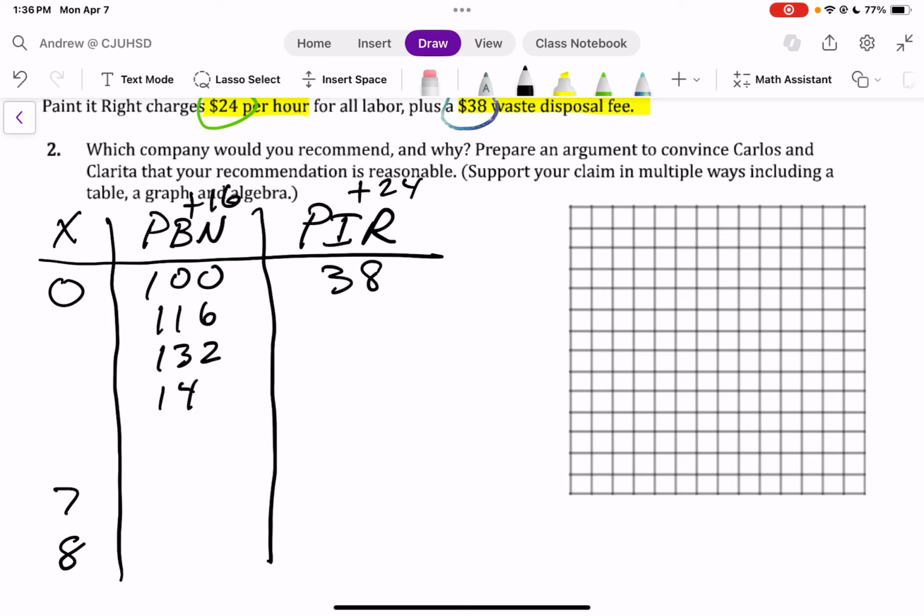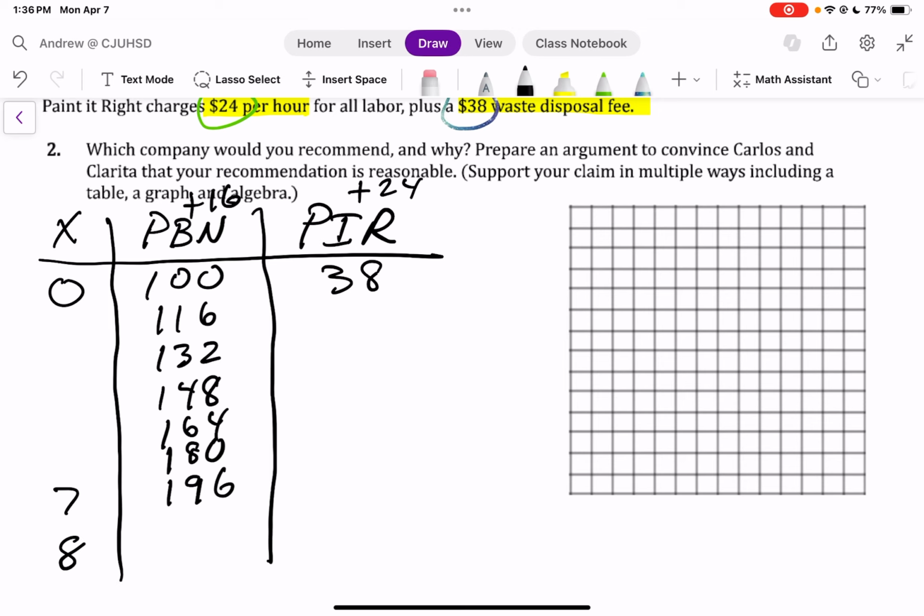and then 148, and let me see, 148 plus 16, 164. Let's see, 1, 2, 3, 4. Got a couple more to go. 180. Then 196, I believe, is the 7. Let's see. 1, 2, 3, 4, 5, 6. No, I missed it by 1.